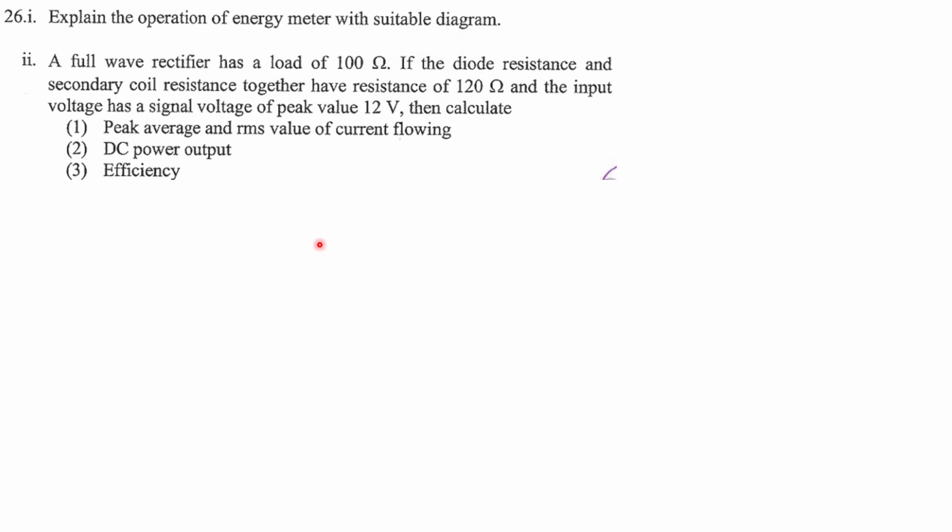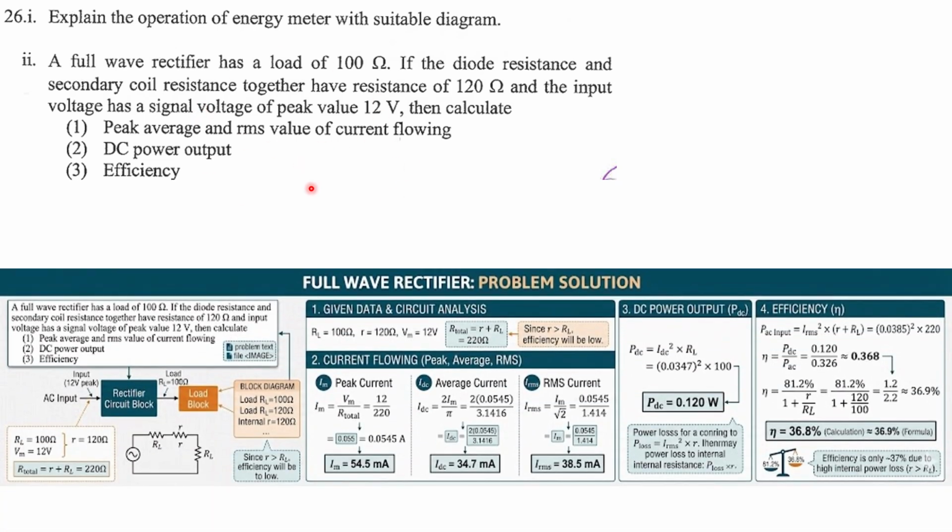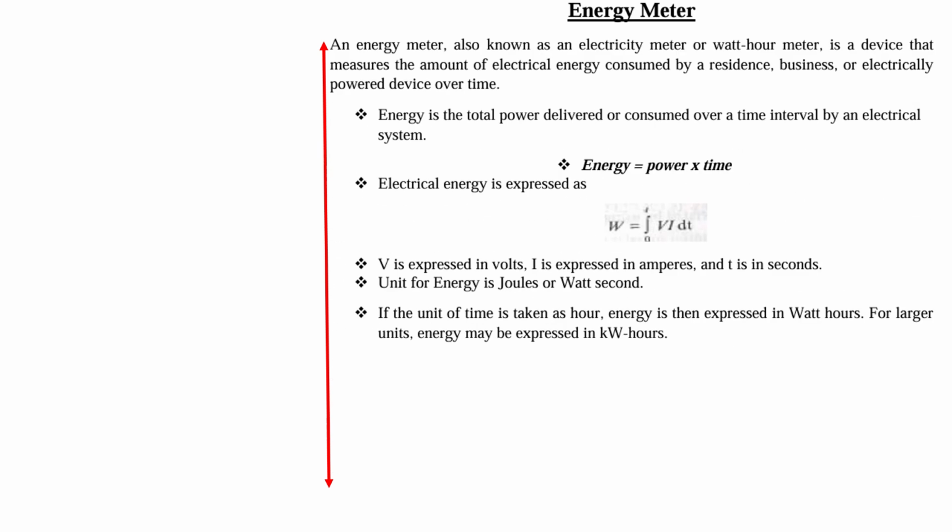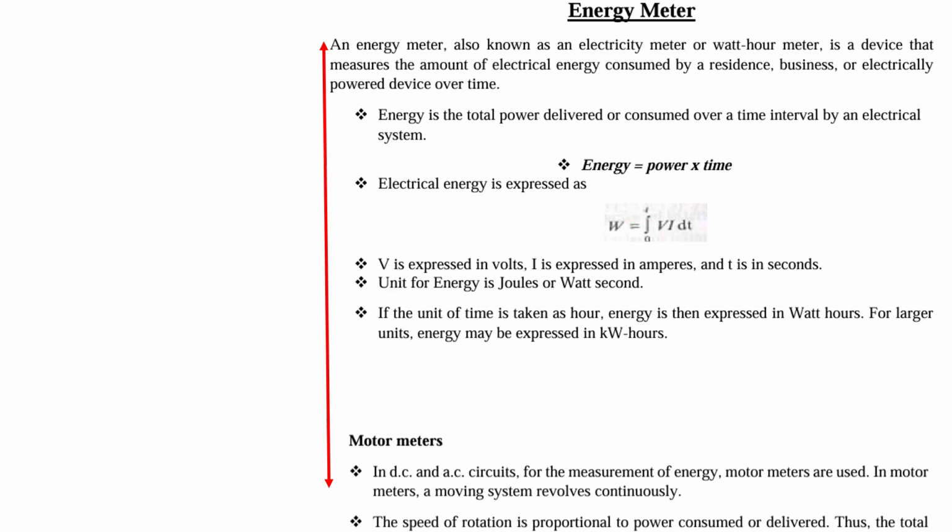So here is question number 26. This is a numerical. First we talk about the energy meter and then the full wave rectifier based numericals. So here a full wave rectifier based circuit is there. So IM, you can use VM divided by R out. You can calculate it here, and IDC is equal to twice IM divided by pi. So average and IRMS, if you remember these equations, you can find it very easily. Energy meter: energy is equal to power into time.